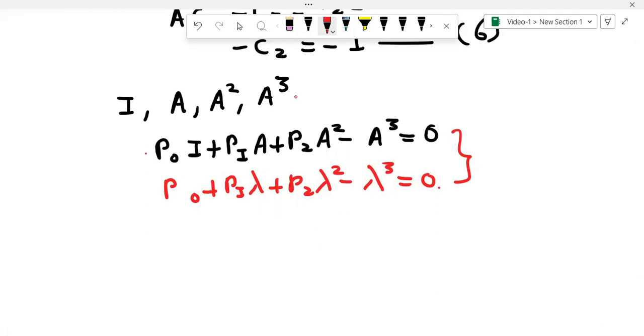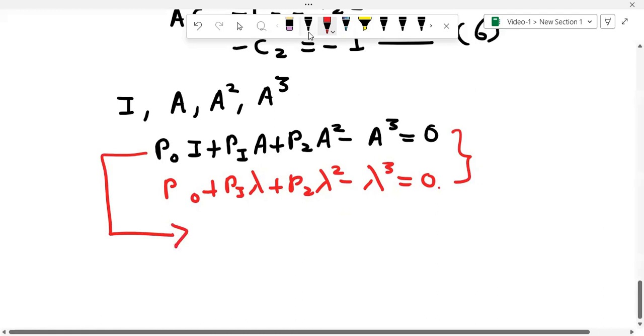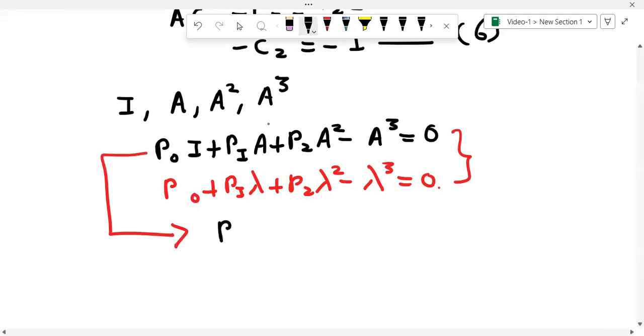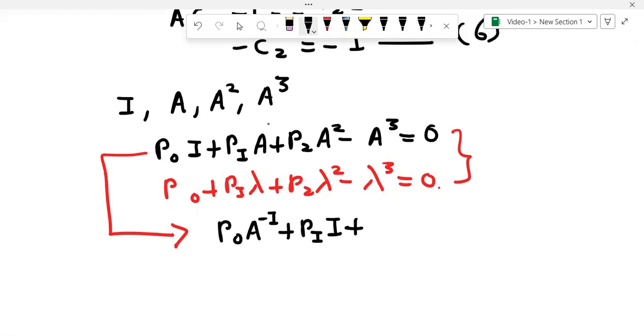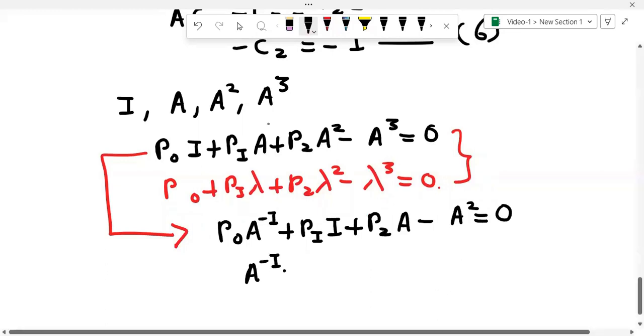Now there is an advantage in the application of this theorem. If we multiply throughout by the inverse of A, then we will get P0 times A inverse plus P1 A times A inverse, which becomes the identity matrix, plus P2 times A minus A squared equals A inverse times the null matrix, which equals 0. Therefore, we can find a formula for the inverse matrix of A that is given by this equation.